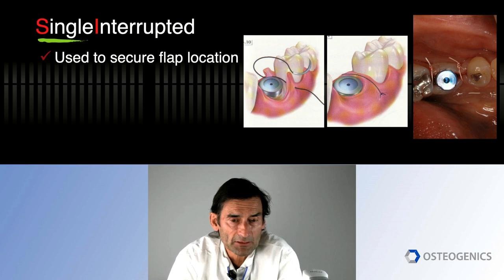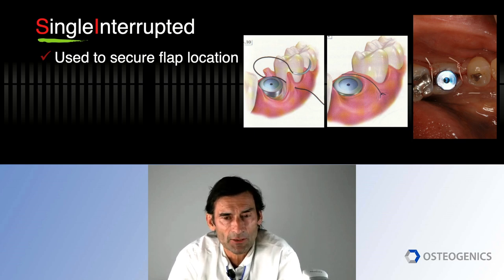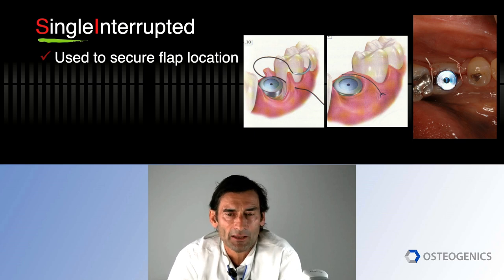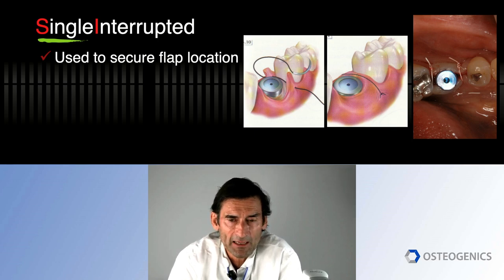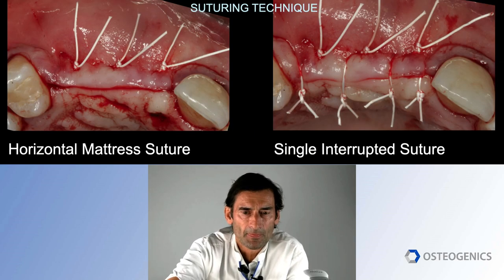Now, single interrupted sutures go in between the mattresses, or they can also sometimes be used for a one-stage implant placement. We use a lot of tissue-level implants. In tissue-level implants, it's great to have a suture mesial and distal, and that could be a single interrupted. But again, take a deep bite. It's really important to take a lot of tissue so you have less trauma to the margin and less chance of that suture loosening itself.